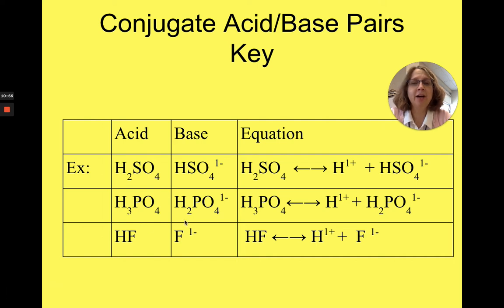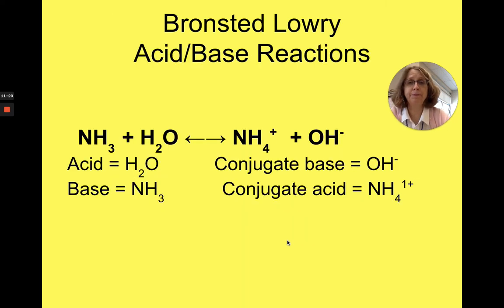So here are the conjugate acid-base pairs. You can note that the difference between them is that hydrogen ion. So in this particular conjugate acid-base pair, HF, hydrofluoric acid, is the acid. It has a hydrogen ion that it can donate. The base can accept a hydrogen ion if it needs to. And so it's the conjugate acid-base pair.